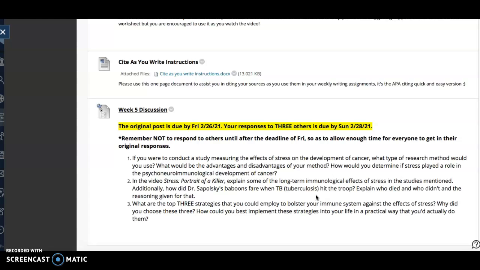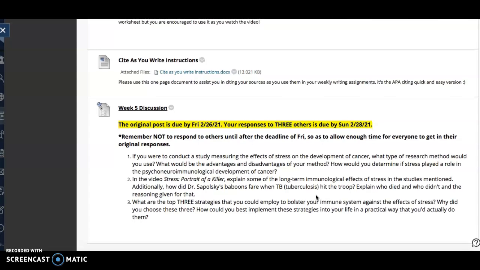So I really want you to dive deep here and find the 3 strategies that you could actually see yourself using to help combat stress in your life and bolster your immune system, right? To give your immune system that extra advantage that it needs when it comes time to buffering against the effects of stress. So those are your discussion questions for this week.